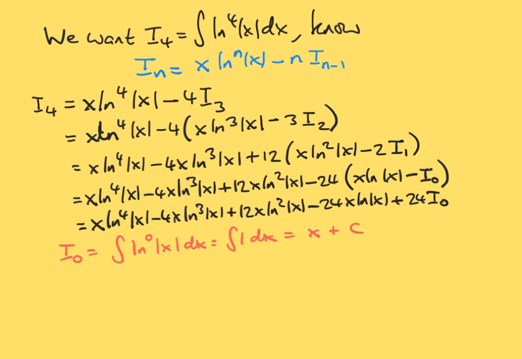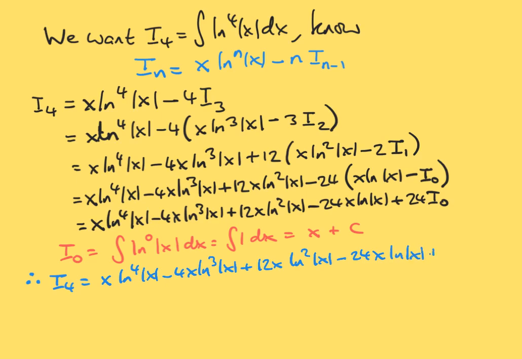So therefore, what we obtain is that I4, the integral of log of x to the power of 4 with respect to x, is going to be x log to the fourth of x minus 4x log cubed of x plus 12x log squared of x minus 24x log of x plus, and it's 24 I naught, so it's 24x plus some integration constant. And I'm not bothering to multiply that by 24, I'm just changing its definition really.